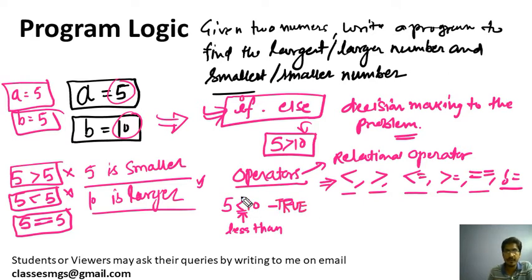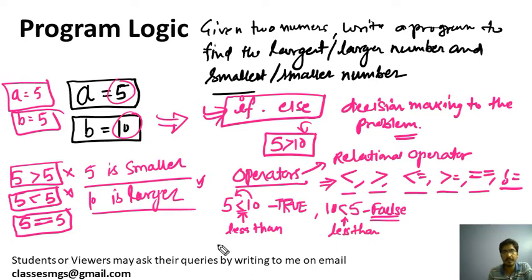Condition will be true because 5 is less than 10. If I say 10 is less than 5, then what will be the output? It will be false because the condition is not true. Okay, this is known as less than.